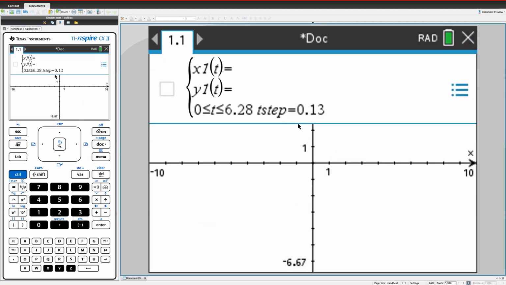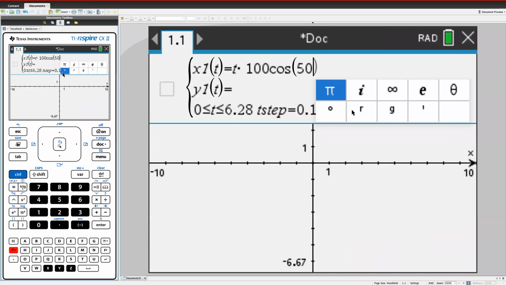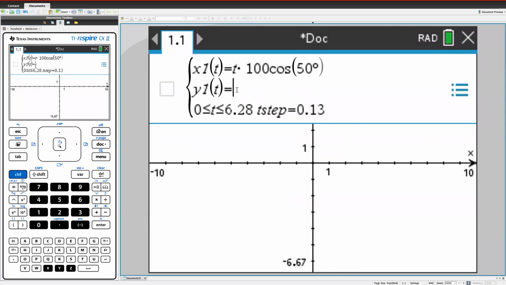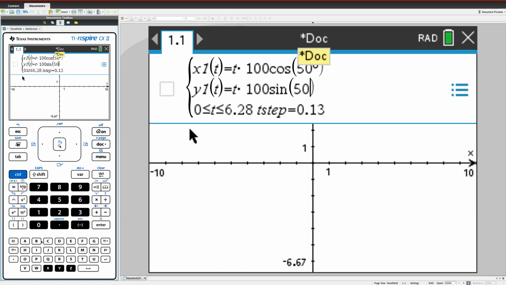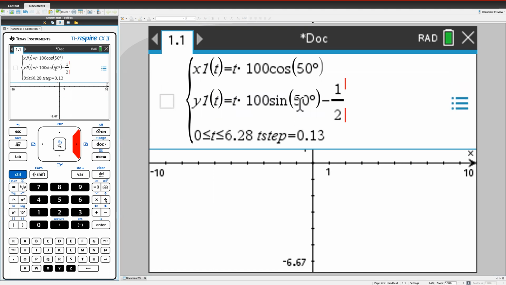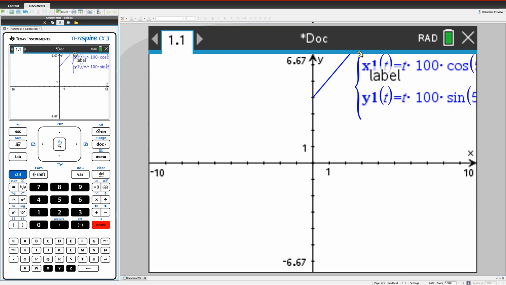Parametric. The equations were x equals t times 100 cosine 50 degrees. And then the y equation was t times 100. Instead of cosine goes with x, what goes with y? That's right. You learned something? You know that sine is y, cos is x. We said 32 was gravity. And that's feet per second squared, so that's why the time is squared, plus 4 original feet. I'm gonna press enter. That's gonna be the flight of the ball.